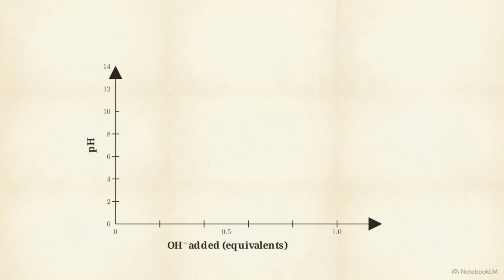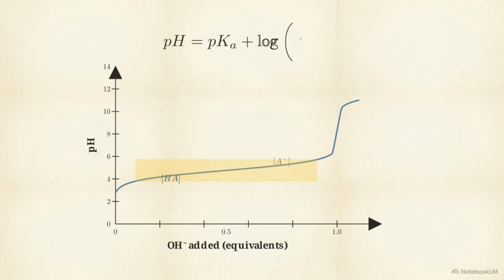This chart shows a titration curve for a weak acid. Notice the flat central zone. A mixture of a weak acid and its conjugate base creates a buffer, a system capable of absorbing added protons or hydroxide ions with minimal change to the overall pH, as modeled by the Henderson-Hasselbalch equation.